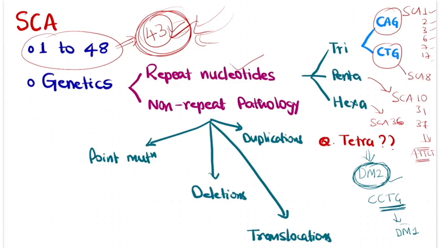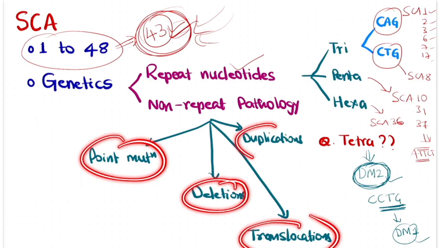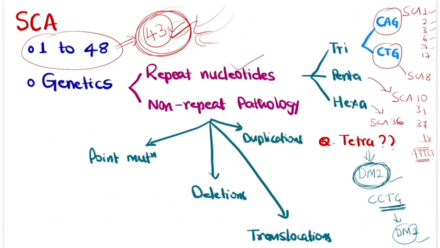With the trinucleotide one is the DM1. Okay. Next, coming to the non-repeat pathologies. Under non-repeat pathologies, we have point mutations, deletions, translocations and duplications. Under the point mutation, we have SCA 5. Under deletions, we have SCA 15/16, clubbed together, and SCA 14. Under translocation, we have SCA 27. Under duplication, we have SCA 20.